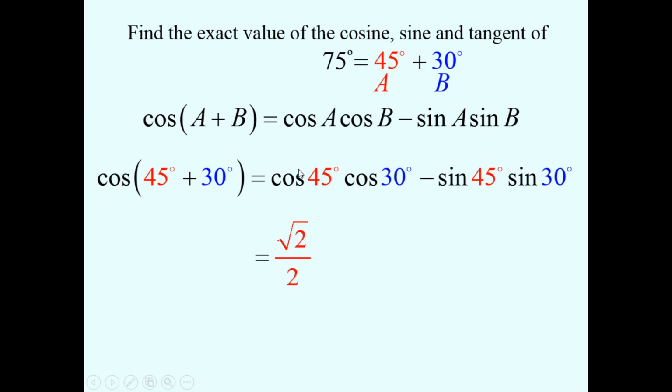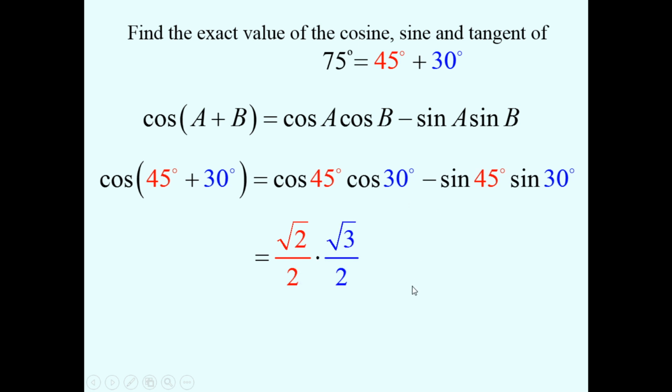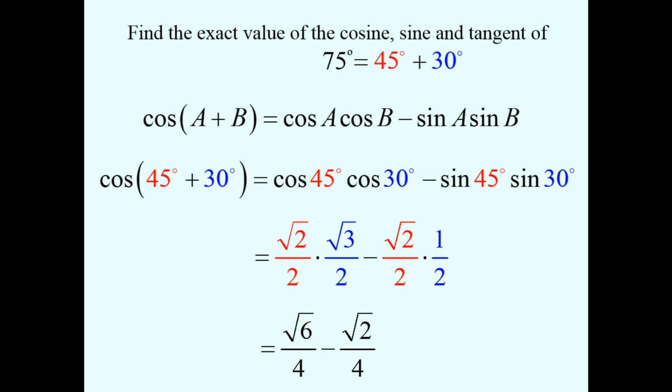So cosine of 45 is root 2 over 2. Cosine of 30 is root 3 over 2. And then minus sine of 45, also root 2 over 2, times sine of 30, which is 1/2. With irrational fractions, multiply the numbers straight across. So we have root 6 over 4 minus root 2 over 4. Since we have the exact same denominator, we can put this all together: root 6 minus root 2, the whole quantity, divided by 4.